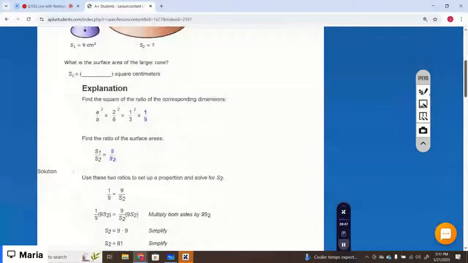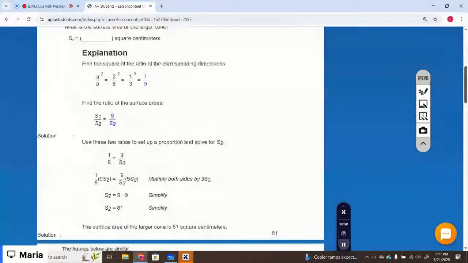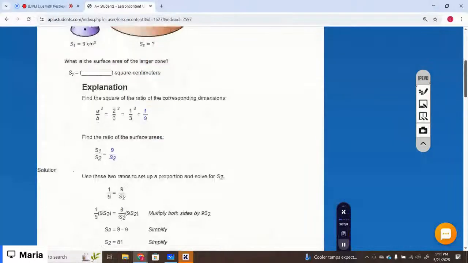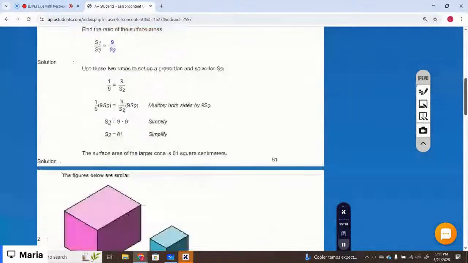So we need to calculate the surface area, right? So we have to find the square of the ratio of the corresponding sides. So that is 2 squared divided by 6 squared. That is 4 over 36, which equals 1 over 9. So 1 over 9 equals 9 over S2, and S2 equals 18.